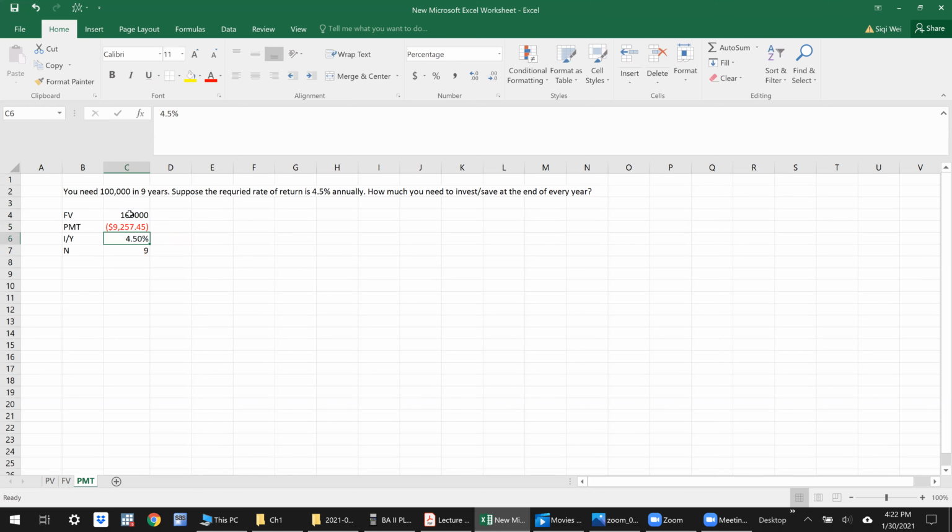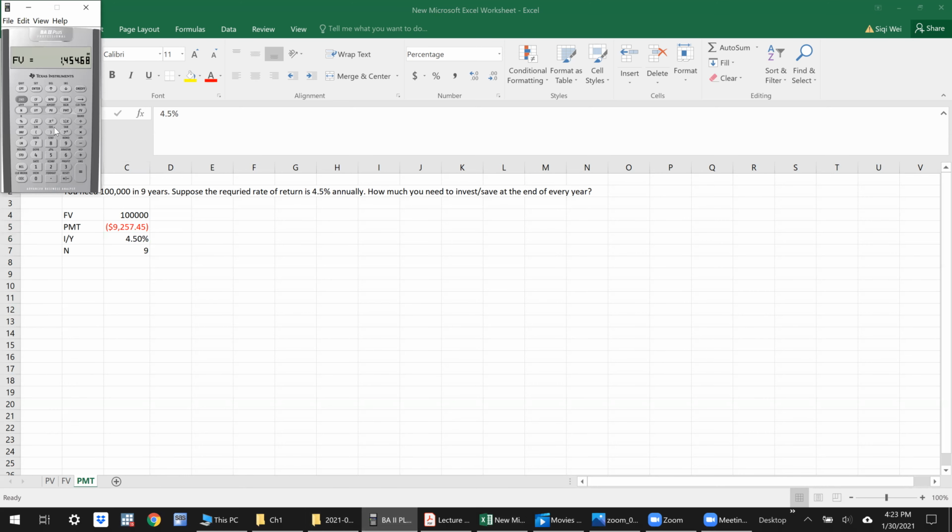Okay, so every single year you need to deposit or invest $9,057 to ensure at the end of the ninth year you have $100,000. Again, you can see it's in red color, which is negative. That means it's a stream of cash outflow. Okay, so yeah, that's pretty straightforward. It's a typical example of an annuity. Okay, so if you work it on the financial calculator, it's going to be the same.